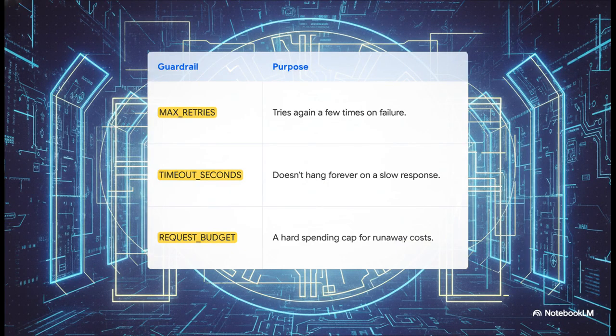And these guardrails are super practical. Max retries, that just means it'll automatically try again a few times if something fails. Timeout seconds, that stops it from just hanging forever if the network is slow. And request budget, this one's a lifesaver. It's a hard spending cap, so a bug in your code can't just silently drain all your money. This is how you build a real, robust system, not just a fragile demo.